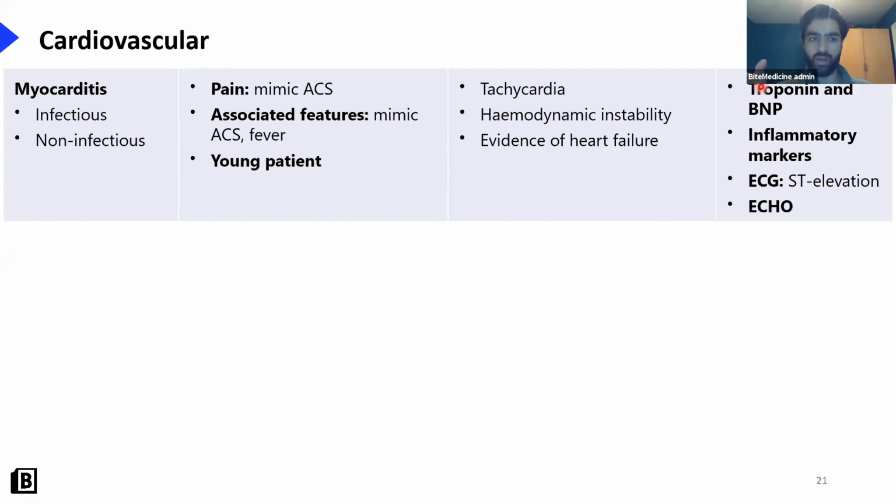And essentially the way you need to work this up is by doing a troponin, and the troponin in myocarditis will be raised. And that's because you're damaging the heart muscle cells, and they are going to release troponin into the blood, much like in a myocardial infarction. The inflammatory markers will be raised. The ECG may show ST elevation. The echo will help you figure out if this is myocarditis or not. So you need to take into account the whole clinical context.